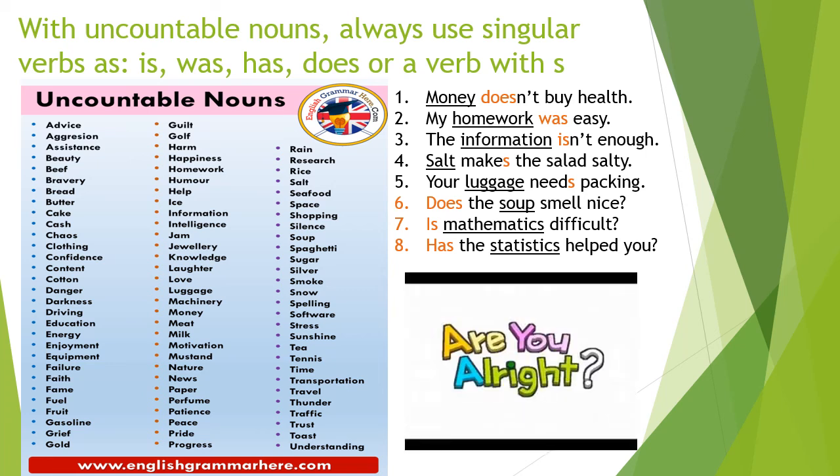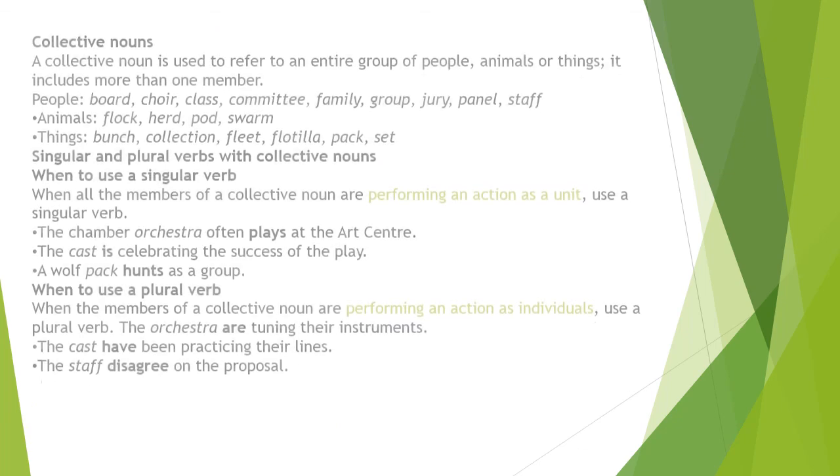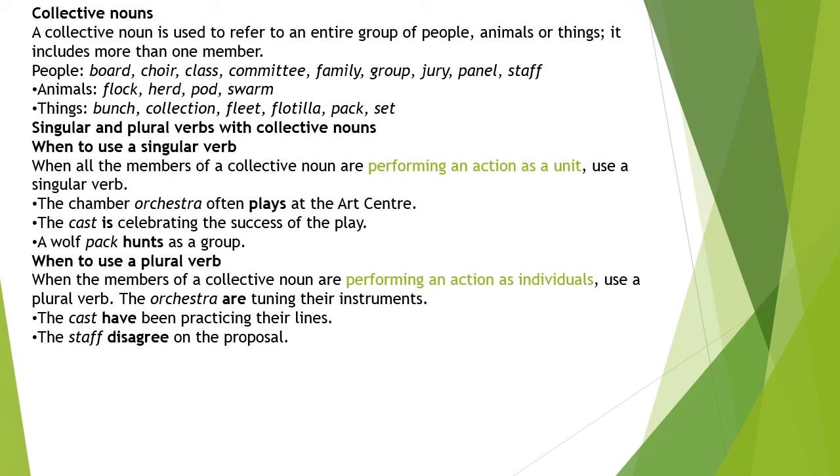Are you alright? I think you are. A collective noun is a word that means one, but it has many people or members or things in it. Here are some examples. For people, we have board, choir, class, committee, family, group. For animals, we have flock or herd. For things, we have bunch, collection, pack, or set.